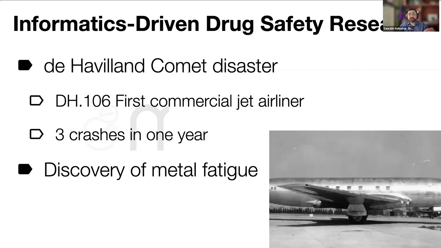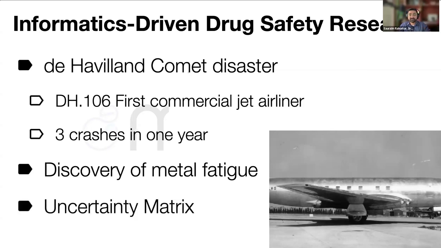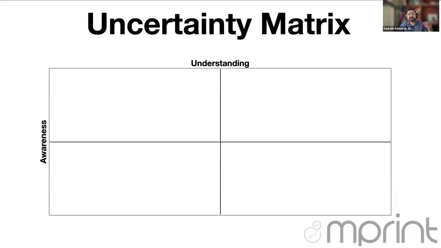This kind of blind spot, a risk we are not even aware of, is what we're trying to look for in this principle of what we call an uncertainty matrix. This is the framework that really underpins how we are thinking about pediatric drug safety and why informatics is such a powerful tool in this space. It's borrowed from intelligence analysis and it breaks down risk by two axes: whether we are aware of a thing, and whether we understand it.